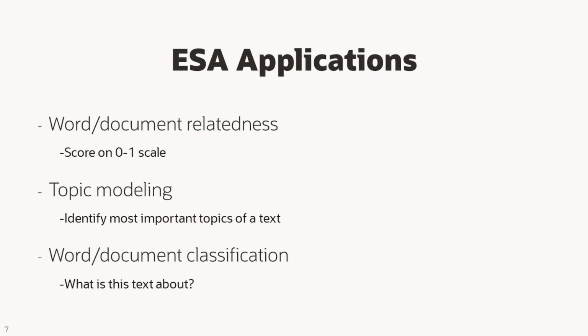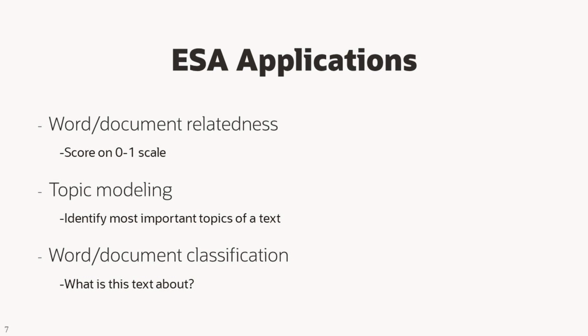Next, we have topic modeling, identifying the most important topics to a text. In this case, you would just input a single text to your model, and it returns the topics that this text is most about. Again, to our Wikipedia example, the topics would be the names of the Wikipedia articles. So you could feed your model a text and it'll tell you which Wikipedia article this most relates to. And finally, we have word or document classification, which is pretty straightforward, just classifying and labeling documents based on the labels present in the training documents.